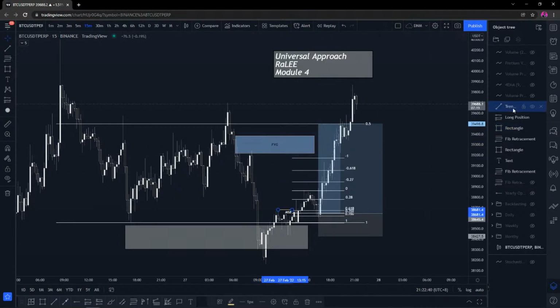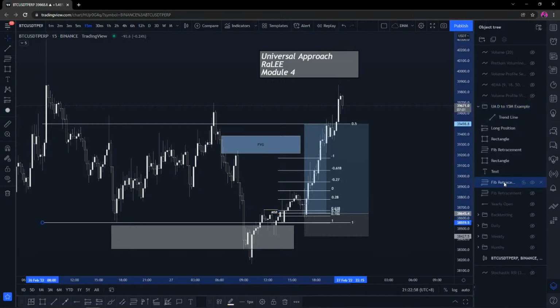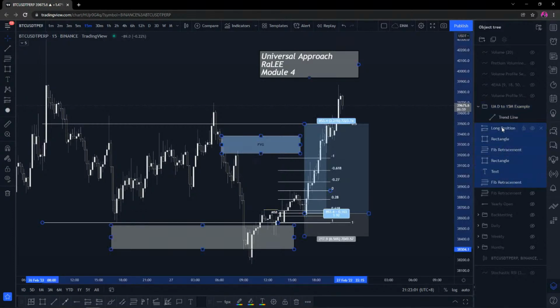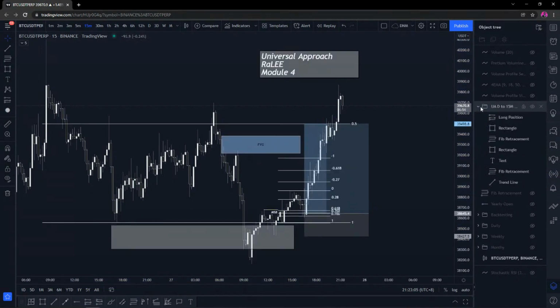What we'll do now, guys, is I'll just make this a new file here. For anyone who's not sure as well, this is how I would save something here. So let's call this UA for universal approach, daily to 15 min, example. And then every single thing here, I would grab and put them in there, and then you can hide it just like that. And then to make things easier, you can just toggle that file and turn it off, turn it on again.